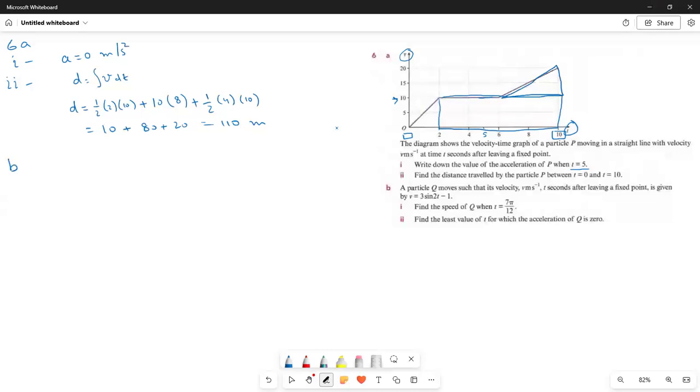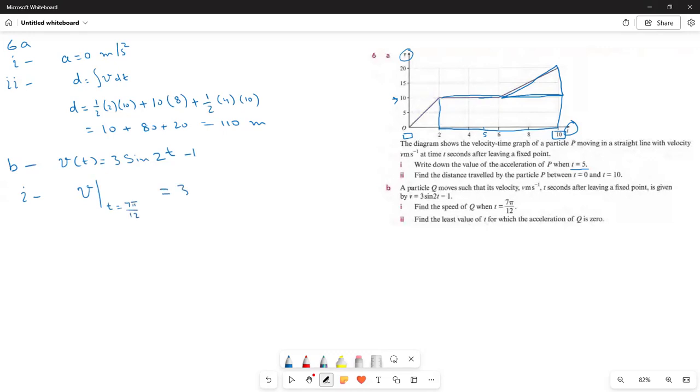Now part B. I think part B has nothing to do with the diagram. Now the velocity of a particle is given as 3 sine 2t minus 1. The first thing we need to find is the speed of this particle when t is 7 pi by 12 seconds. So we need to find the speed when time is 7 pi by 12.